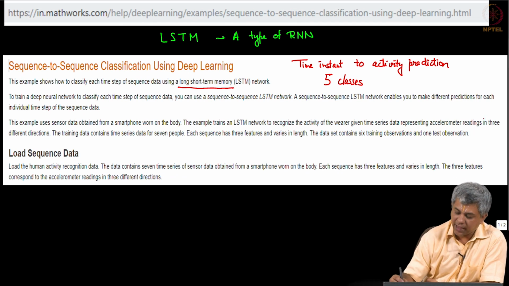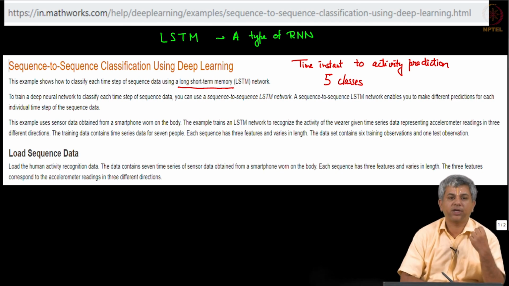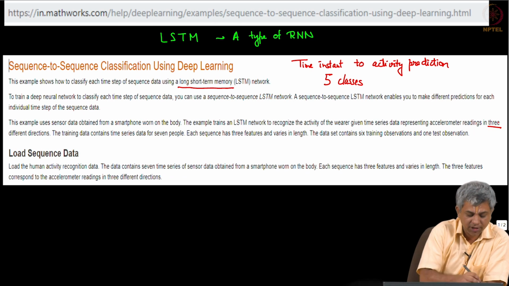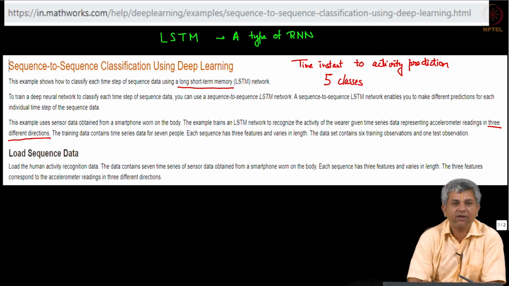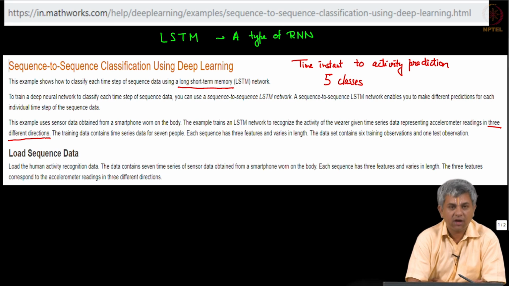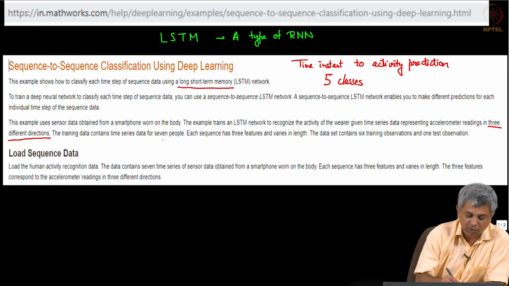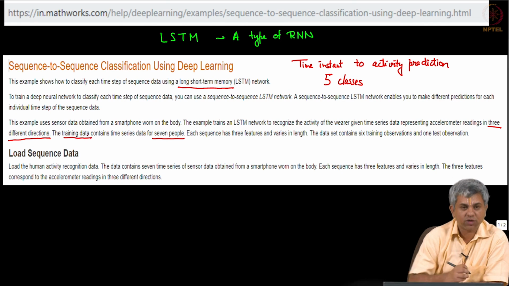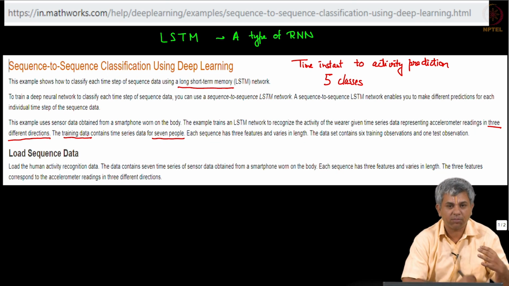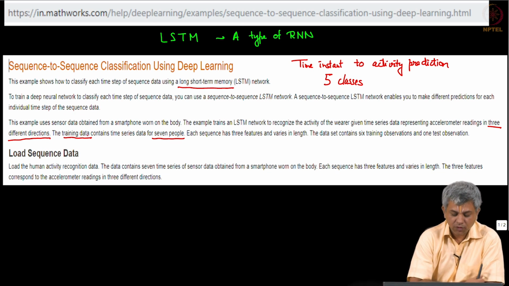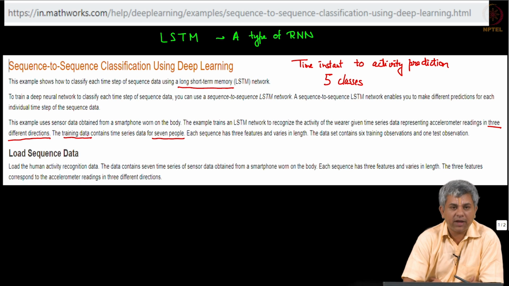So, the accelerometer is not measuring acceleration in only one direction, but in 3 different directions. The sensor gives you accelerations in 3 different directions, and you measure this data for 7 different people. This is the training data. As you can see, we are throwing up a lot of numbers. Let us disentangle them shortly. Okay. Now, where does the variable length come in?